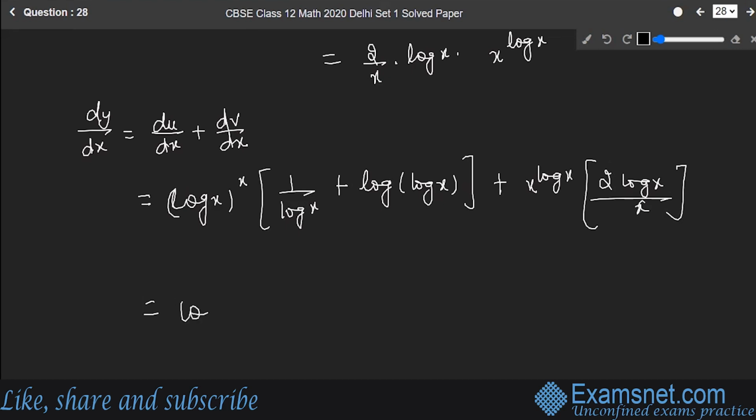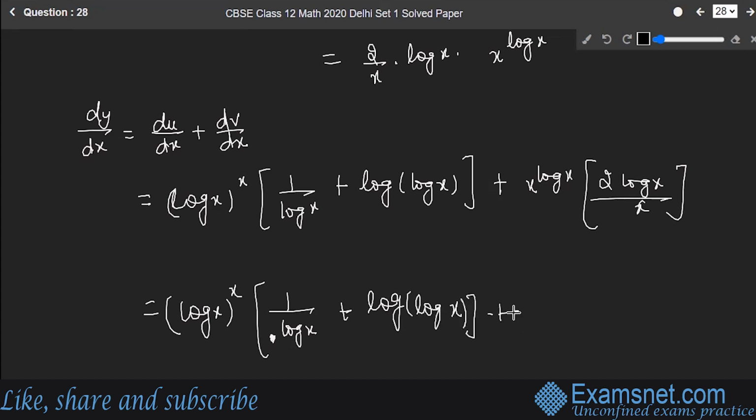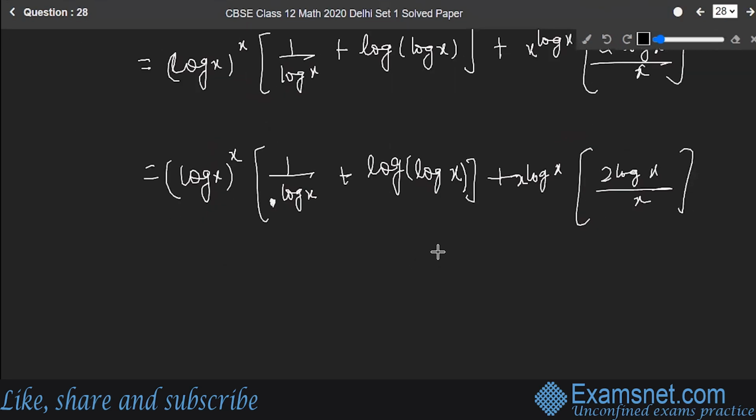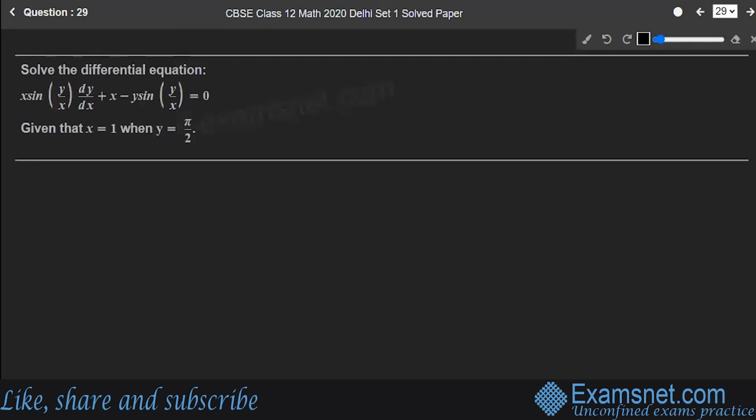So here I'm taking log x raised to the power x common, and this is 1 upon log x plus log of log x. I don't think anything further can be solved, so I'll leave it as such. Plus log x raised to power log of x into 2 log x upon x. This can't be solved further. That's it. We can drop it here. This is the answer to the question. Hope you understood this. Let's move to the next question.